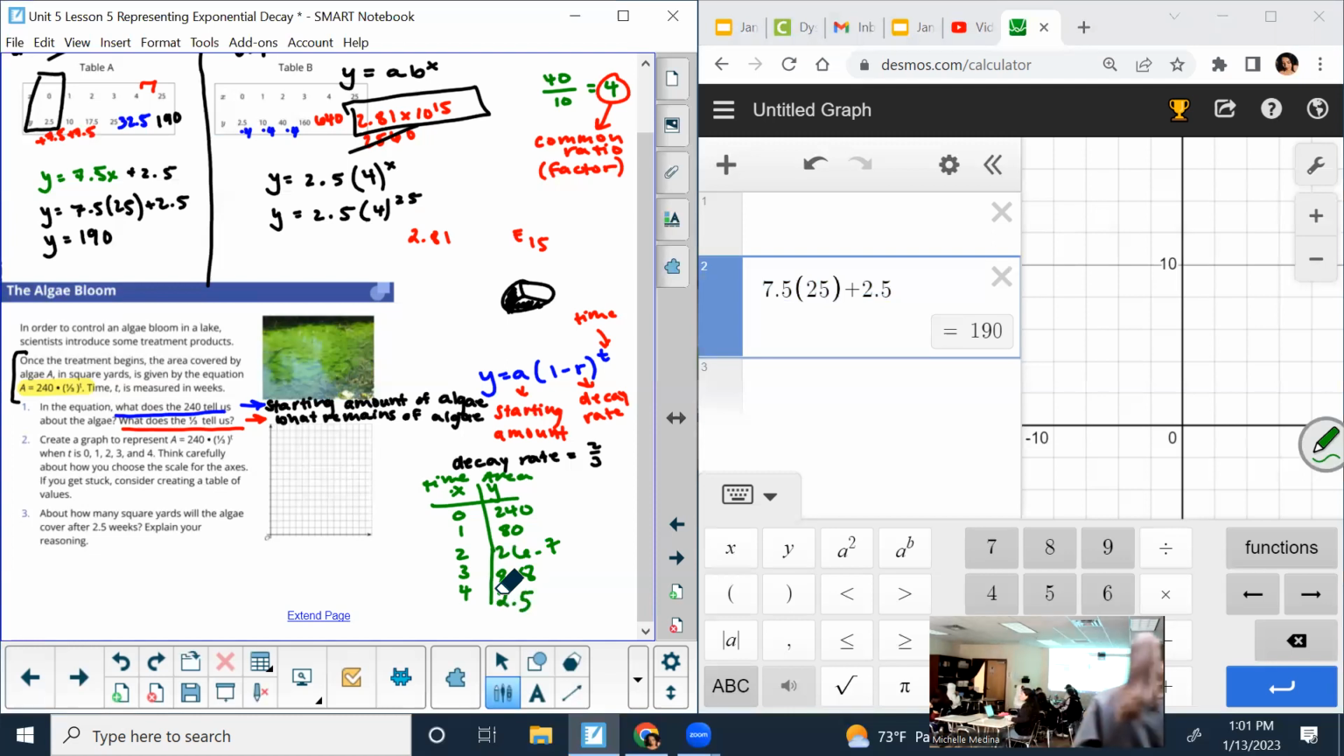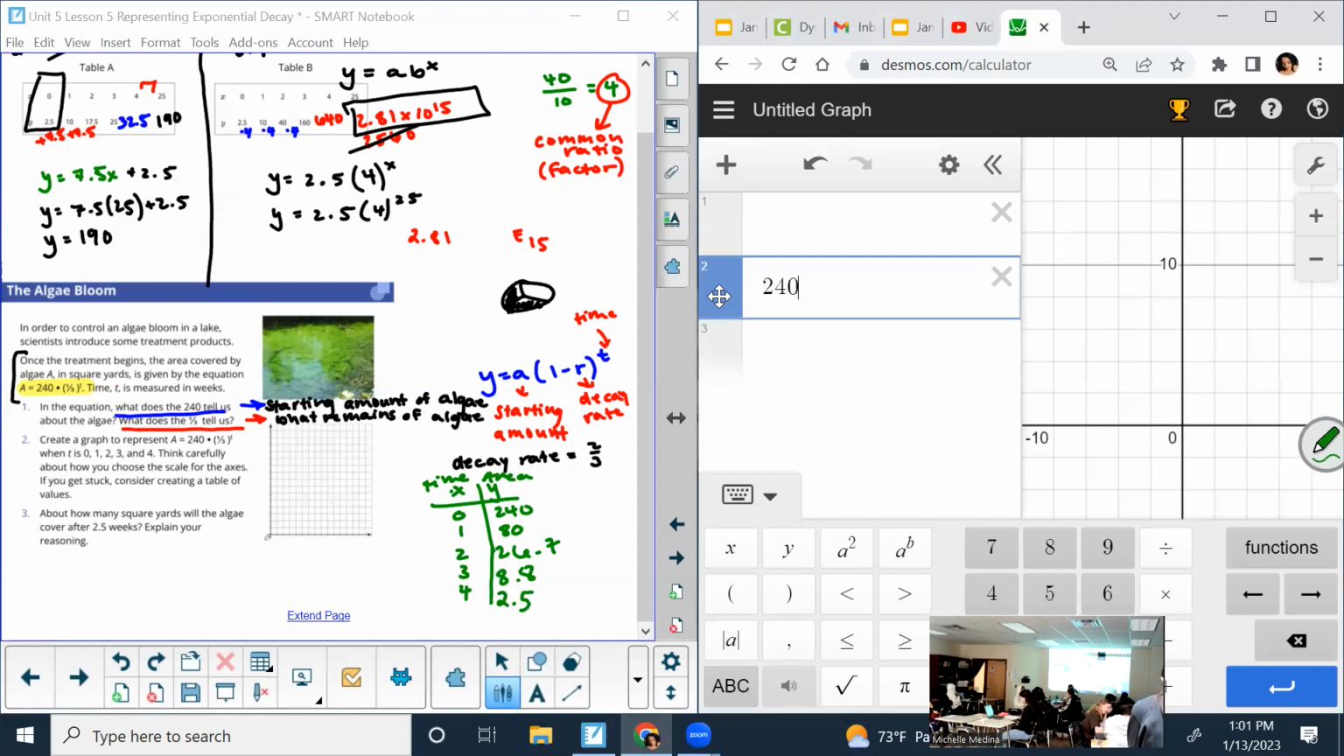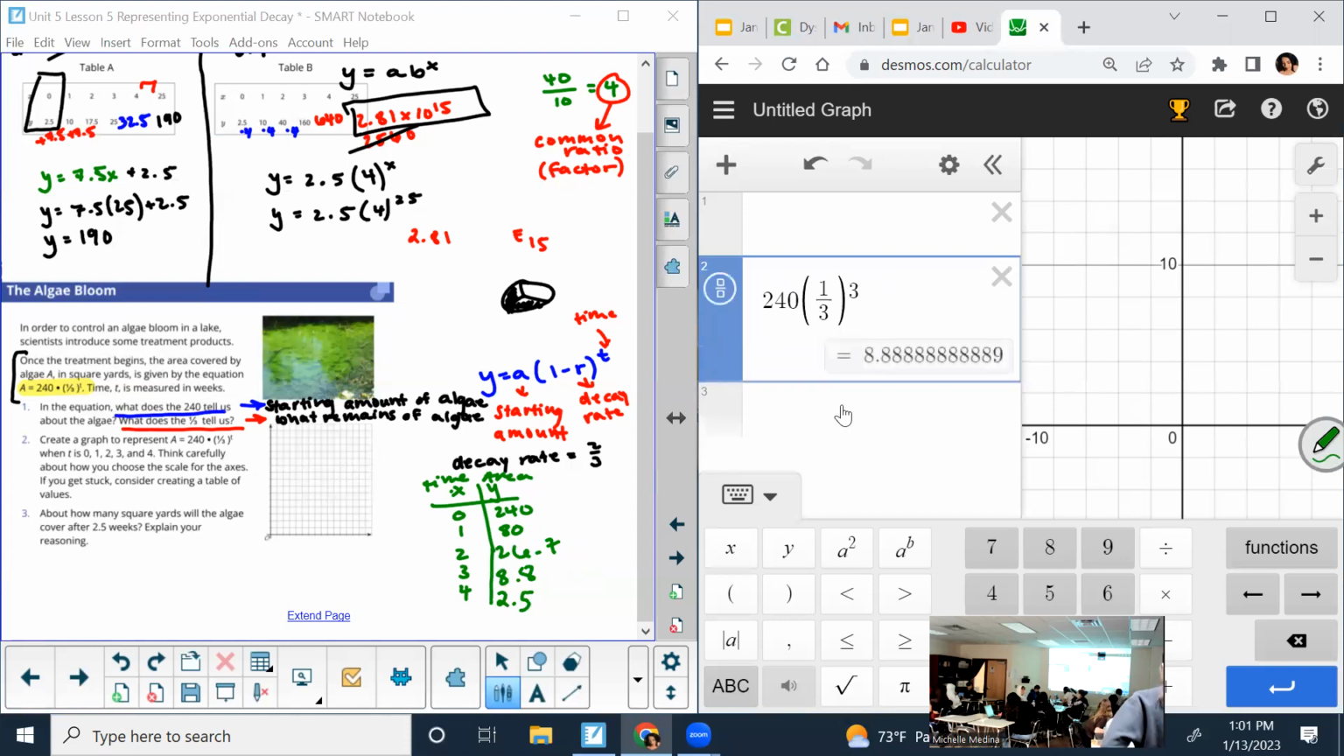Okay, so let's see. So again, the skill I'm testing you on is can you use a calculator? And round, because rounding, sometimes you have to do that too. So 240, everyone look at the screen now. Times 1/3 to the 0 power is 240. To the first power is 80. To the second power is 26.7 if you round to 1 decimal spot. To the third power is 8.9 if you round to the first decimal spot.